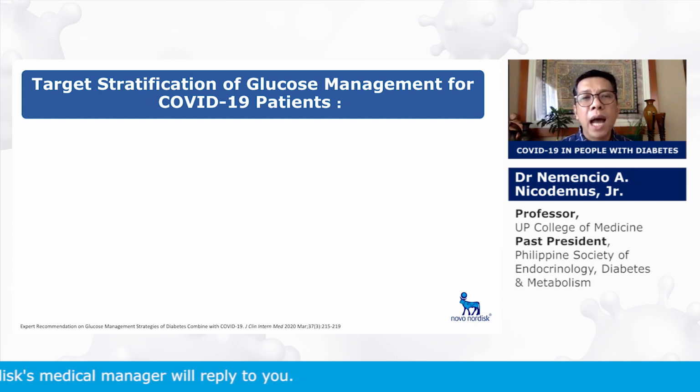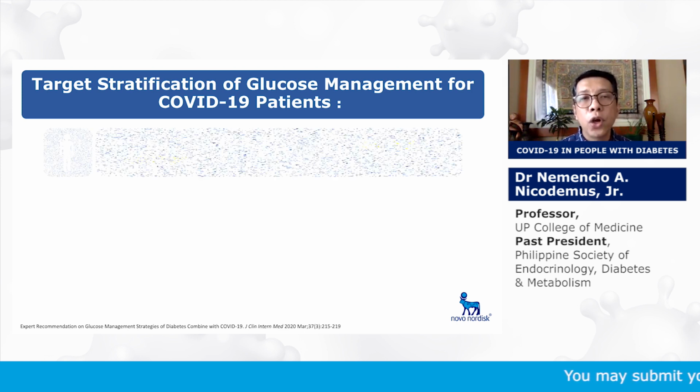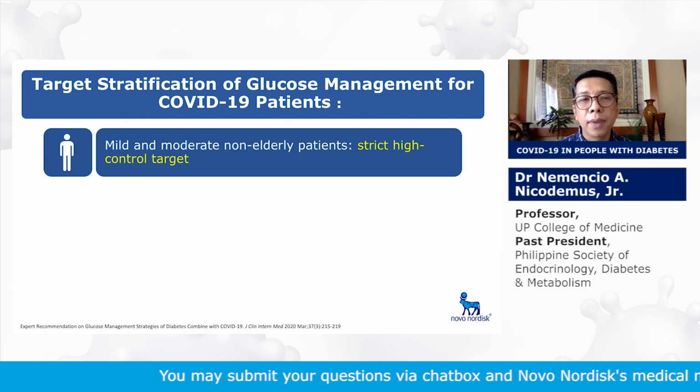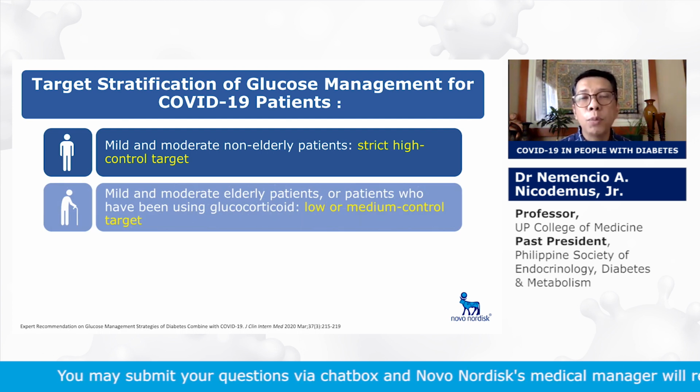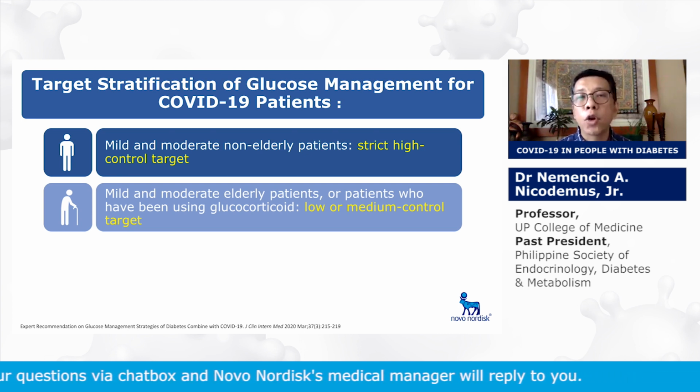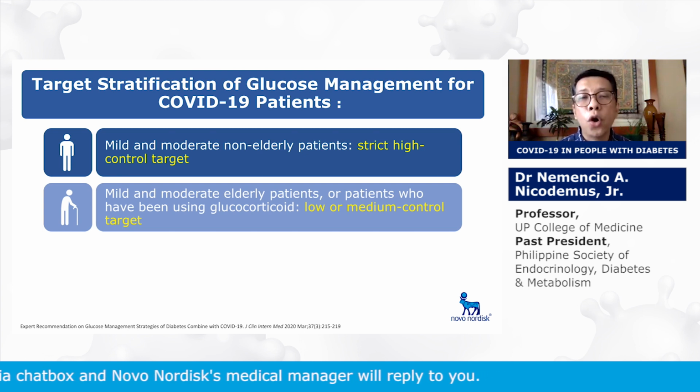Given all those now, how do we stratify our glucose management for our admitted type 2 diabetic patients with COVID-19? We must stratify patients into 3 categories. Those with mild and moderate diseases and who are non-elderly, and among these patients, we must enforce a strict high control target. Among our patients who have mild to moderate diseases but are elderly, or those patients who have been using steroids, the recommendation is to just do low or medium control target glucose management.